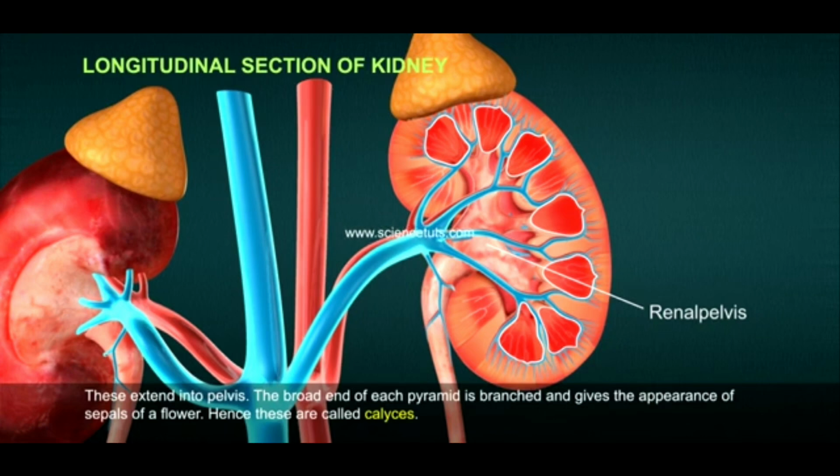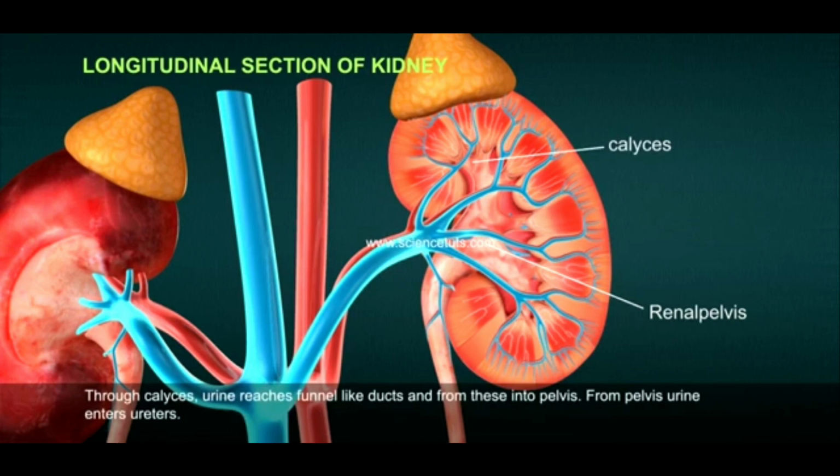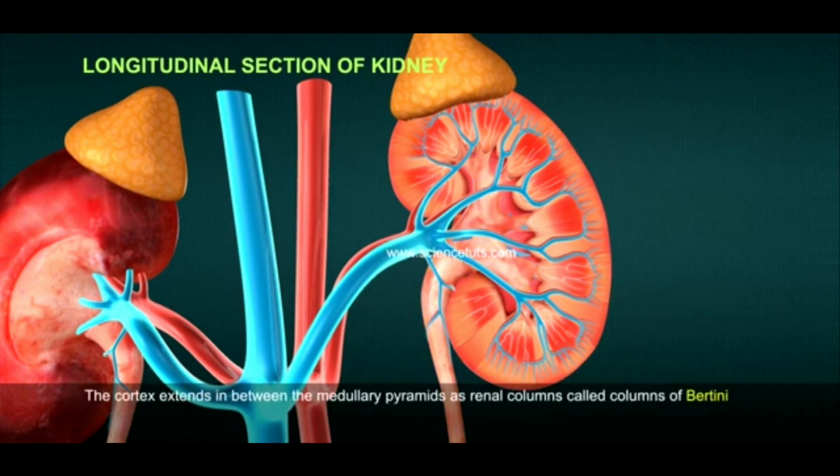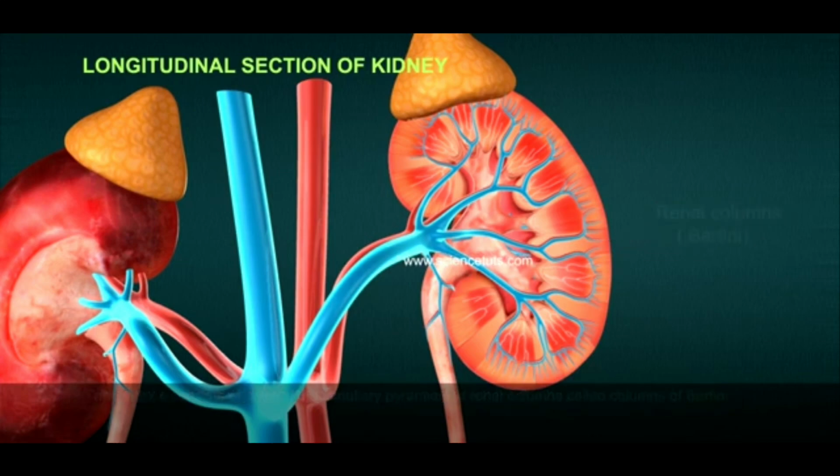The broad end of each pyramid is branched and gives the appearance of sepals of a flower. Hence, these are called calyces. Through calyces, urine reaches funnel-like ducts, and from these into the pelvis. From the pelvis, urine enters the ureters. The cortex extends in between the medullary pyramids as renal columns, called columns of Bertini.